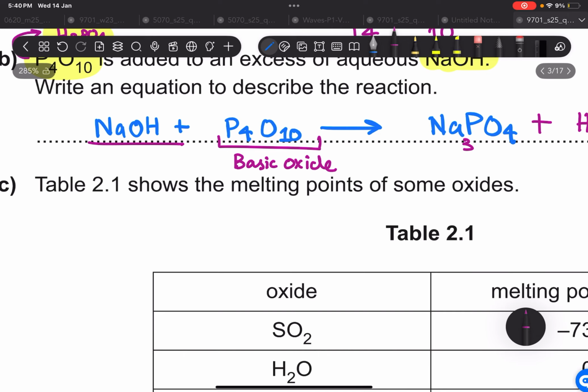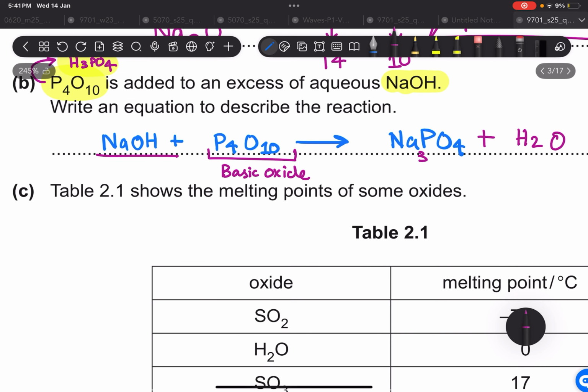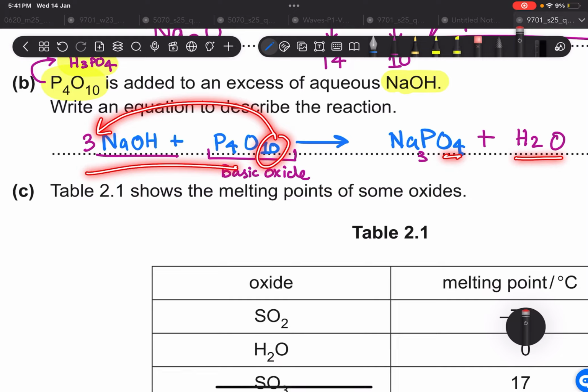To balance it out, first things first, we got to put a 3 in front of sodium, because we need 3 sodiums right here. But when we put a 3 in front of sodium, something else gets unbalanced. 3 here. Now our oxygens are not balanced, because we have a total of 10 plus 3, 13 oxygens on this side, and 5 oxygens on this side. So we've got to balance the oxygens.